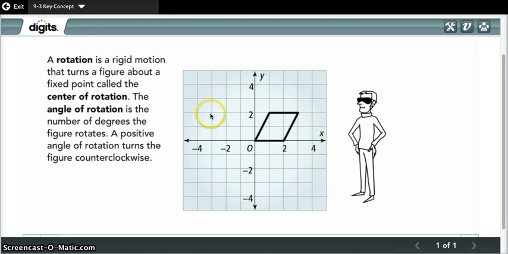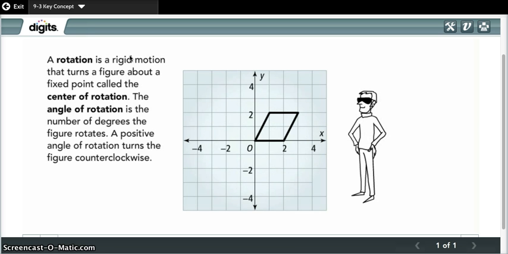Okay. So those are a bunch of different examples of rotations. There's a lot of terminology in this paragraph right here, so I want to talk about it again. So rotation is a rigid motion. Remember, all of the transformations that we've learned so far, which are translation, reflection, and now rotation, have all been rigid motions. That means that the shape does not change size. It doesn't change anything about the shape other than the position of where it is on the graph.